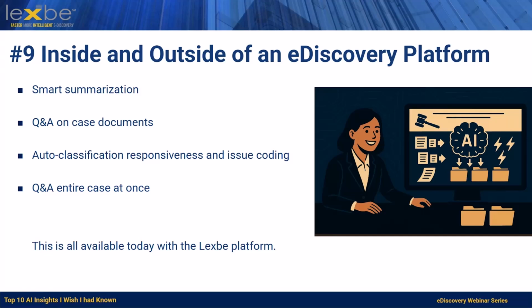But you can also see things like auto classification, which is issue coding, responsiveness coding, key documents that can be run against the entire case. And now there's no way you're going to sit and copy 100,000 plus documents out into an external AI. You have to have it built into the eDiscovery platform. And then finally, Q&A and report generation, finding of facts, full reports on your case. Again, it has to happen inside the platform.